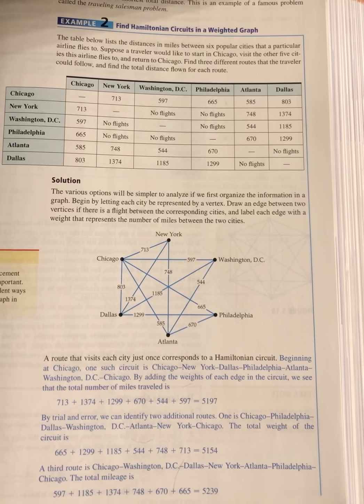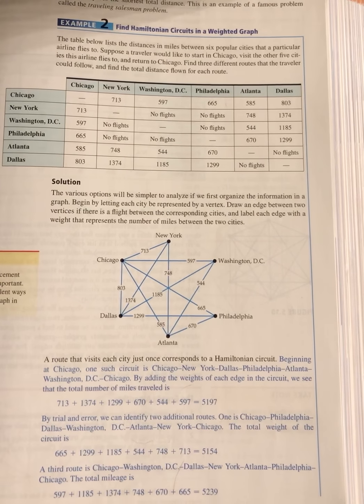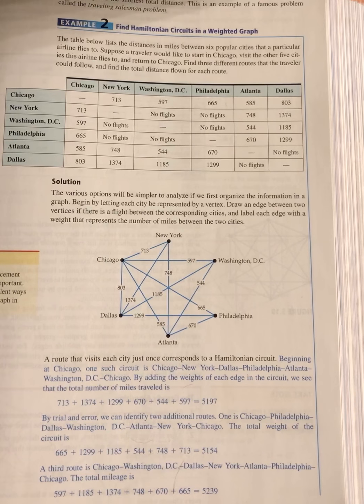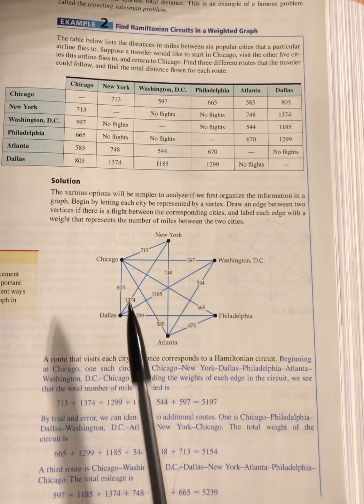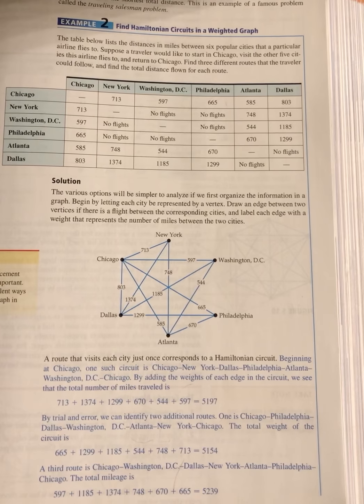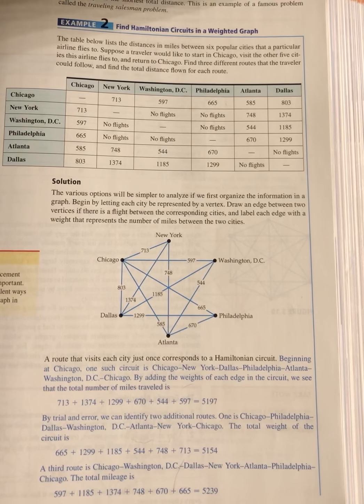All right, example 2, page 247 from section 5.2. Find Hamiltonian circuits in a weighted graph. So again, your weighted graphs have some type of a weight or measure between two vertices on an edge. The table below lists the distance in miles between 6 popular cities that a particular airline flies to.